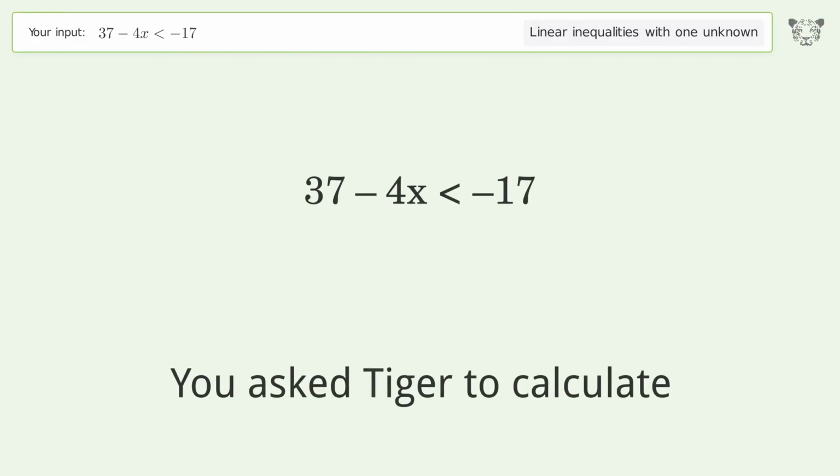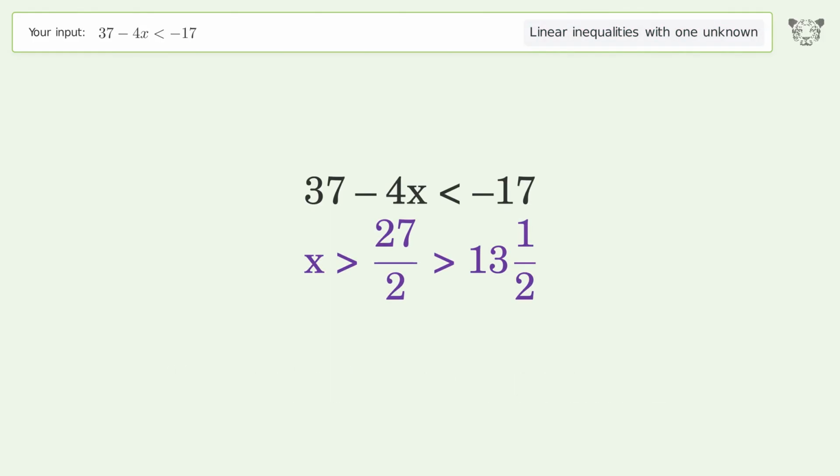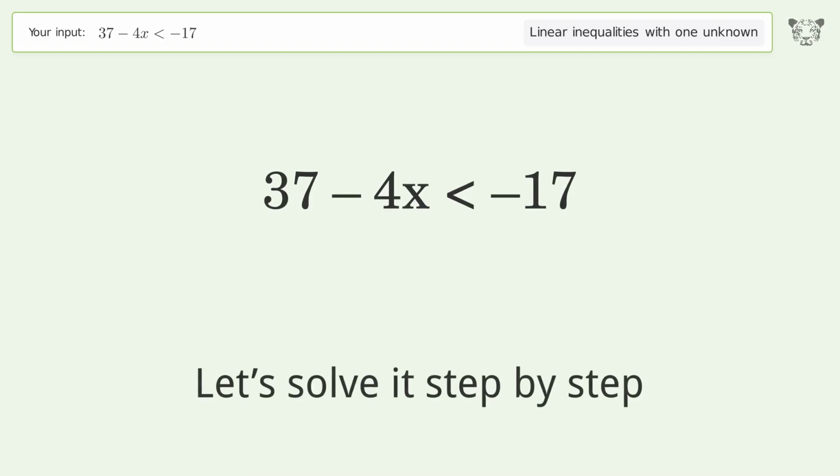You ask Tiger to calculate. This deals with linear inequalities with one unknown. The final result is x greater than 27 over 2 greater than 131 over 2. Let's solve it step by step.